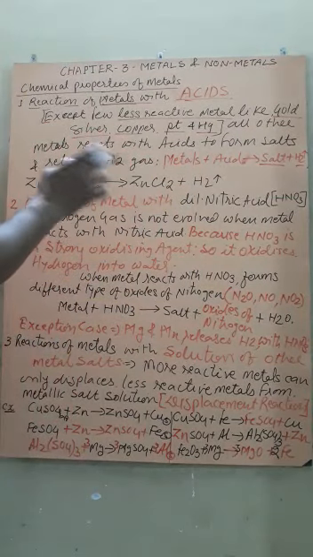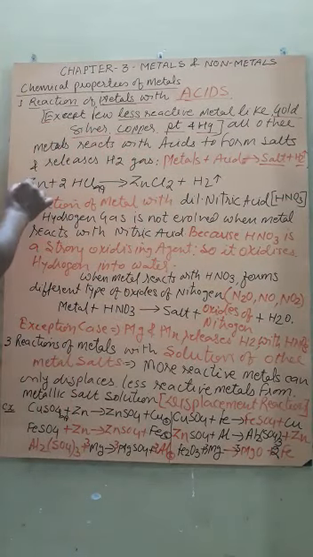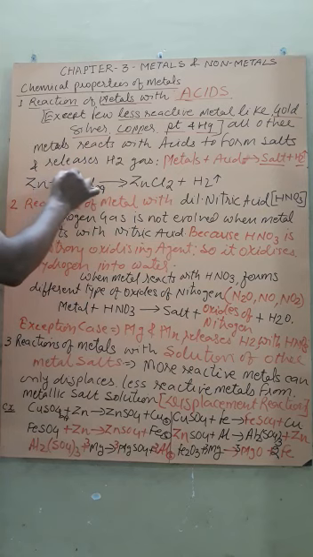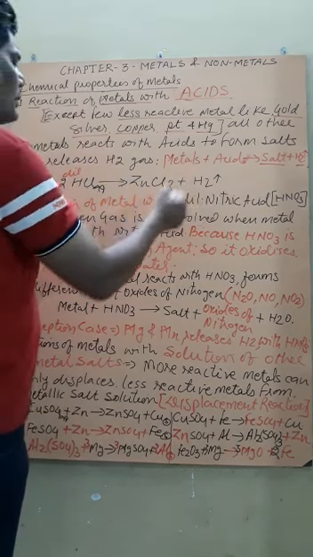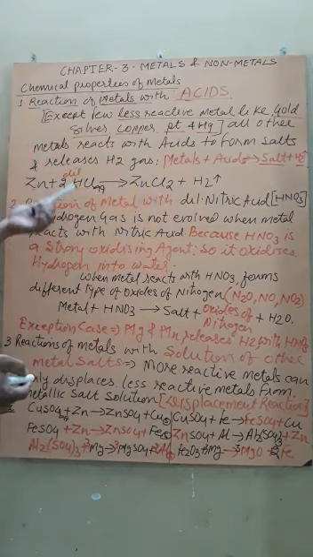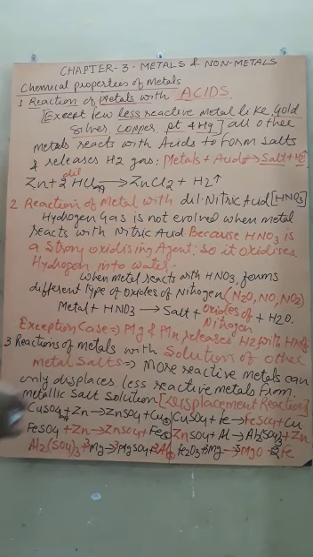Again, we have checked this in the acid base chapter. Like zinc reacts with dilute HCl acid and forms ZnCl2 plus H2 gas. This is the method of preparation of H2 gas in the laboratory.